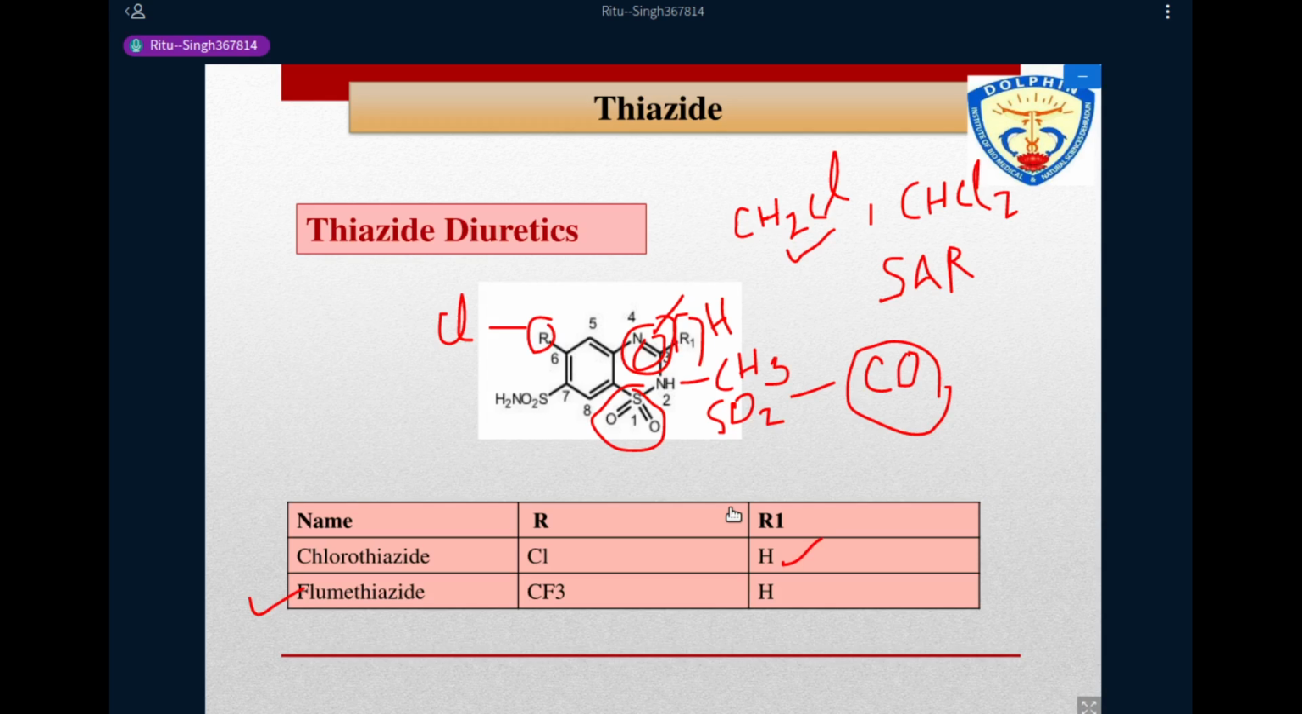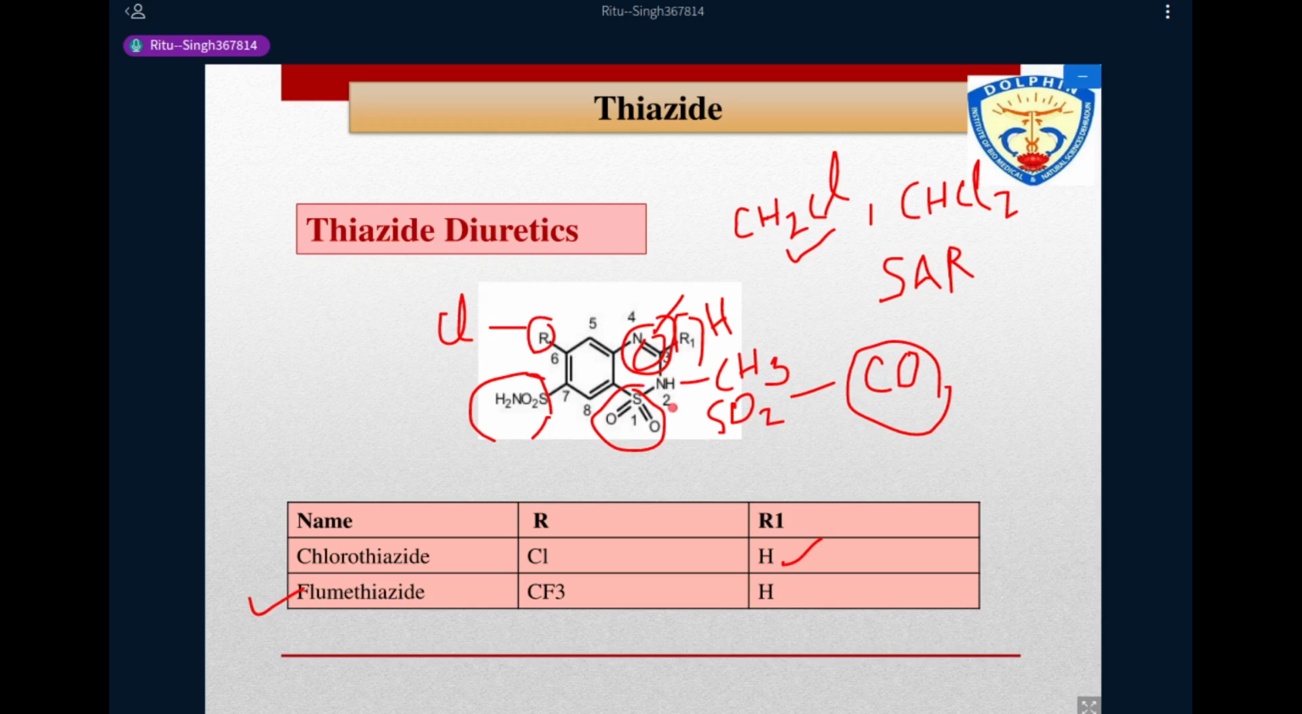The next point is related to the free sulfonyl group. This is the 7th position group, and it is called the sulfonyl group. A free sulfonyl group is essential for the activity. So the 7th position group, the sulfonyl group, is essential for the activity. So these are the structural activity points related to thiazide diuretics. Okay, clear to everyone all these points?